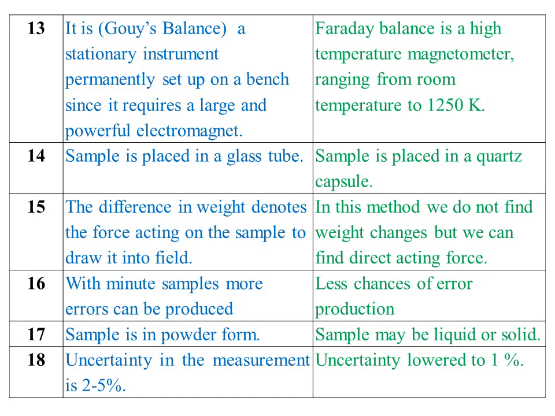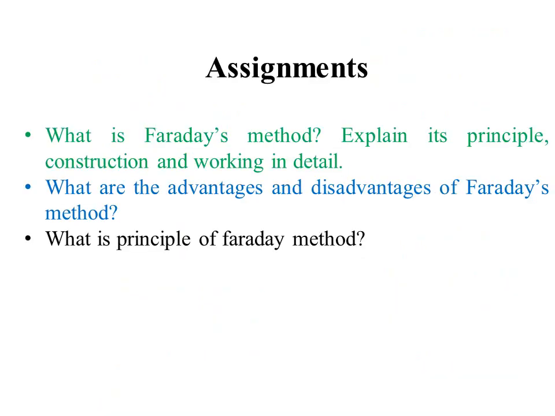Uncertainty in measurement is 2 to 5% in case of Gauss method, and there are less than 1% chances of uncertainty in case of Faraday's. And at the end, there are some questions, that is, what is Faraday's method? Explain its principle, construction and working in detail. Secondly, what are the advantages and disadvantages of Faraday's method? What is principle of Faraday's method and why we modify Faraday's method.